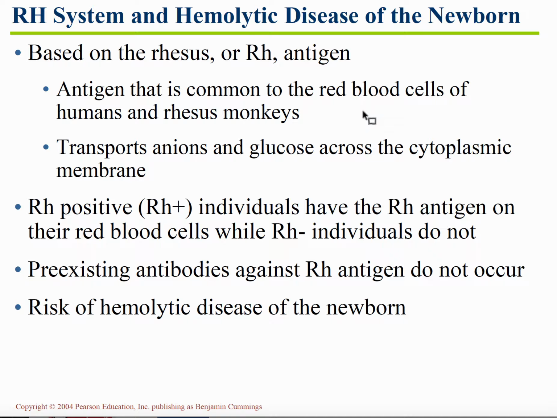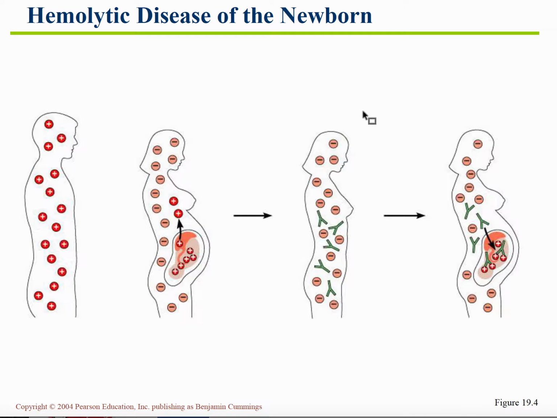Okay? So let's look at hemolytic newborn disease. Oops, sorry, too fast. The problem comes when mom is negative and dad is positive. Okay, so dad is positive for RH, and mom is negative for RH. And they have a baby that's RH positive. Okay, mom's immune system is working for mom and for baby. She's got to do double duty.